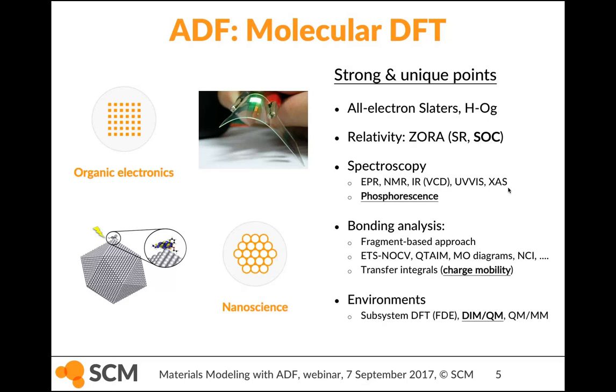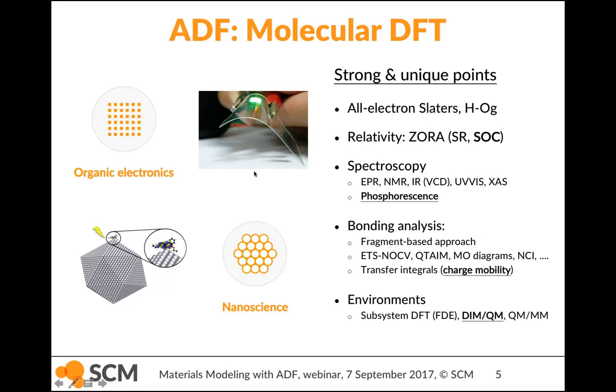Now, what I'll discuss today is actually some of the functionalities that are relevant for organic electronics, one of which is phosphorescence. So when a system relaxes from a triplet to the singlet state by emitting a photon, and that is by default a relativistic effect. So you'd need to be able to include spin-orbit coupling in combination with the excitation properties.